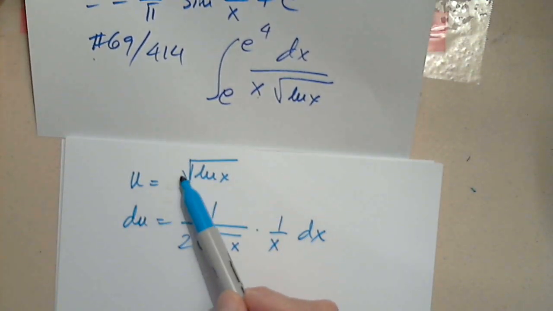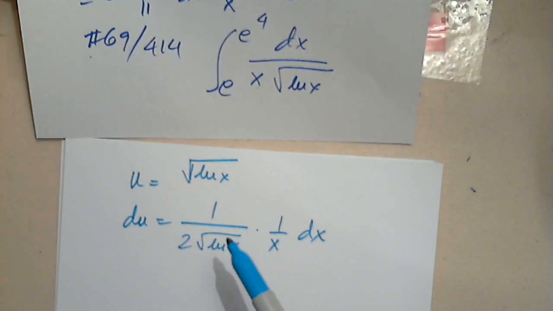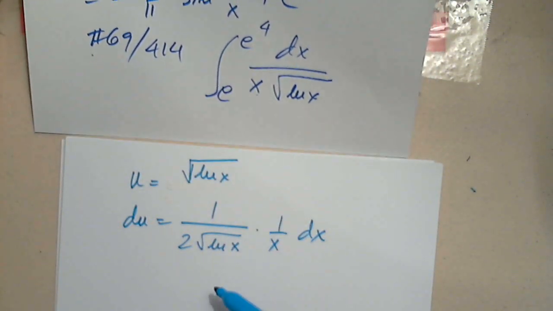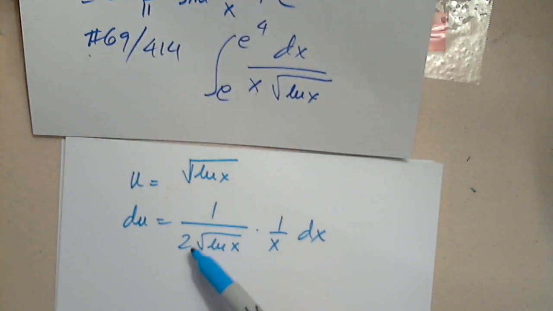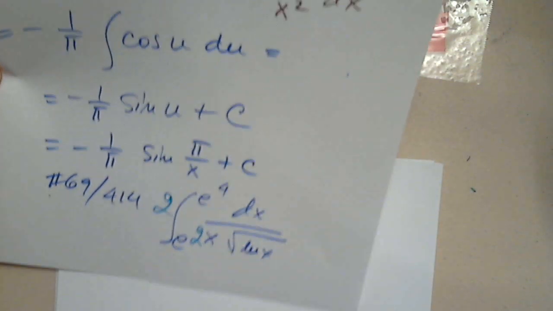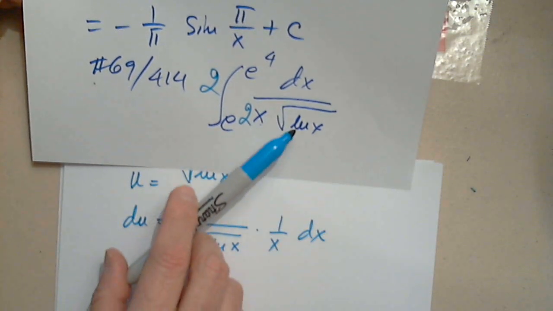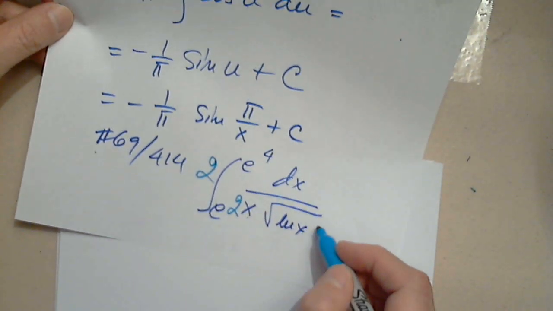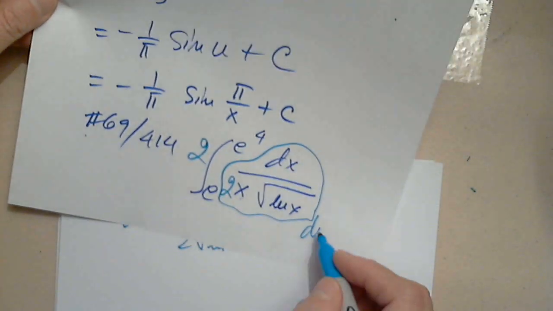So u equals the square root of natural log x. So all this is u. And I don't even have to replace it because I have 1 over 2. So multiply by 2 and divide by 2. So I have 2, and I have x, I have natural log x, and I have dx. This whole thing is du.